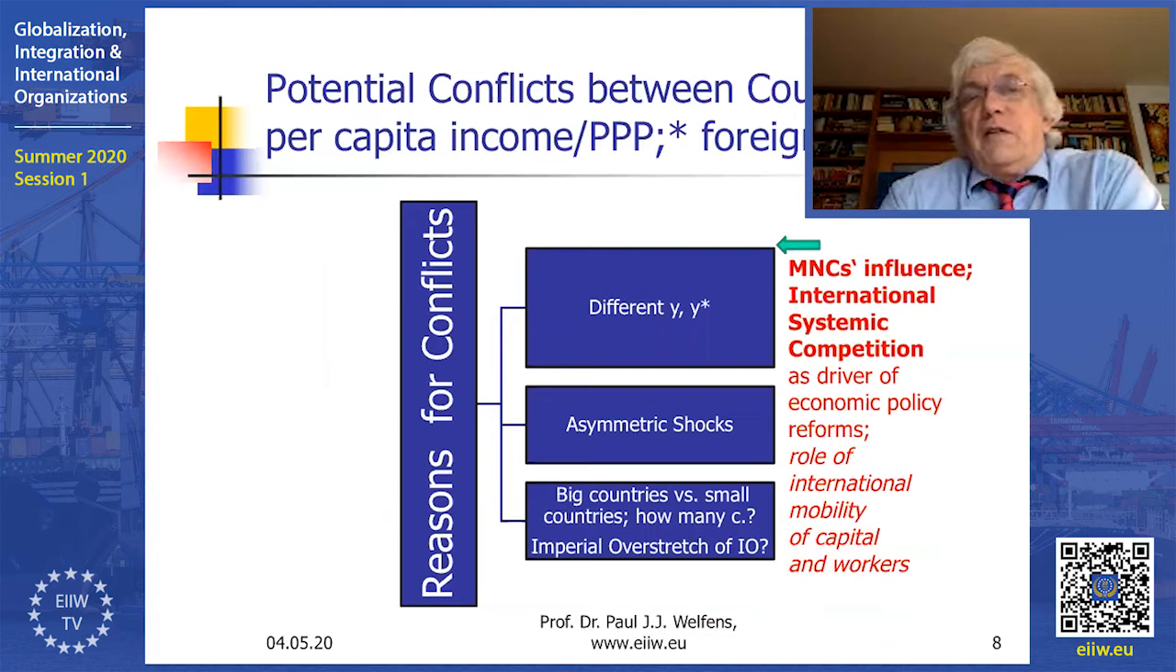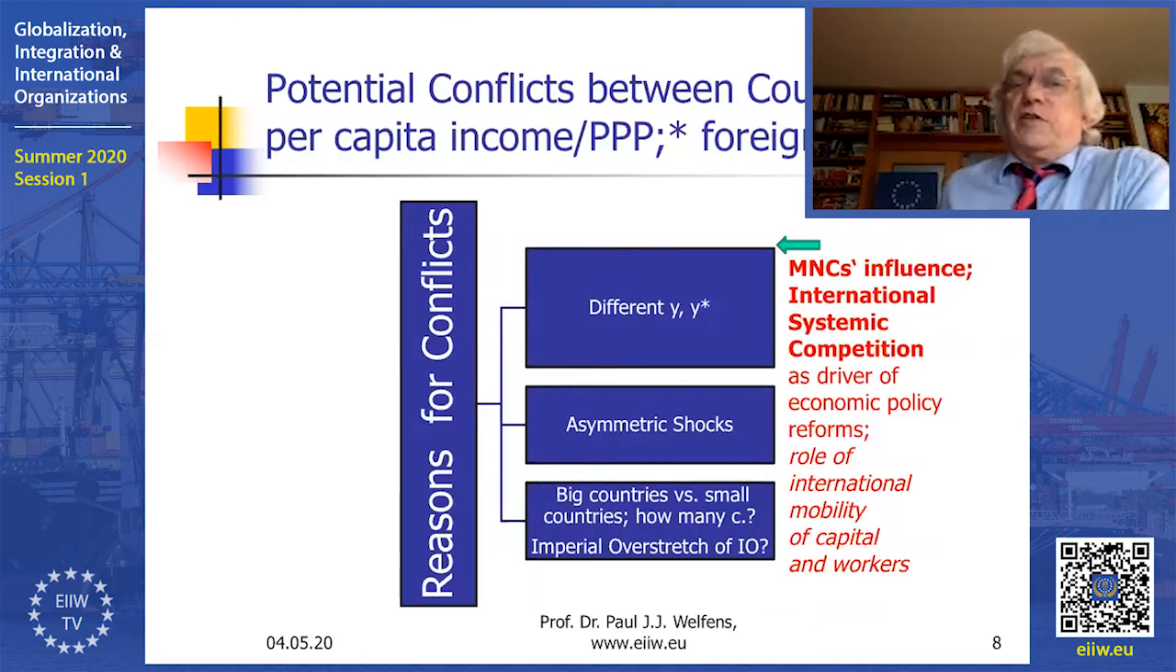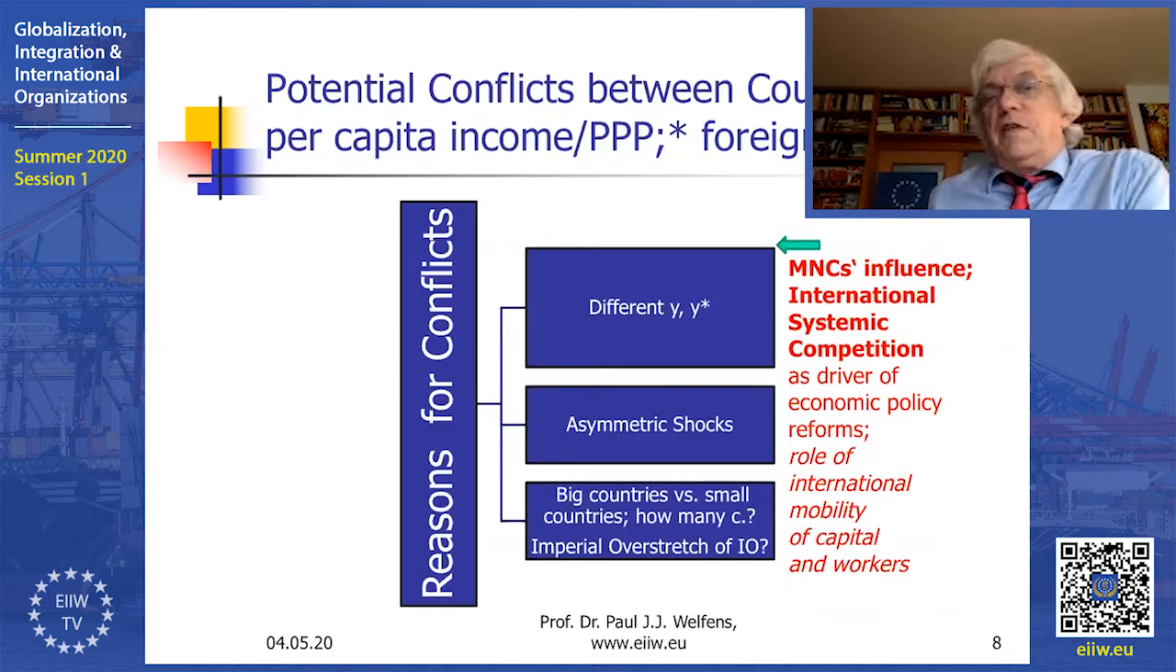Now, there can, of course, be potential conflicts of interest between countries which have rather different per capita income, purchasing power parity measured. And we will use here a star to denote a foreign variable. And so some reasons for conflicts can be simply related to different per capita income, small y in country 1 and small y star in country 2 or abroad.